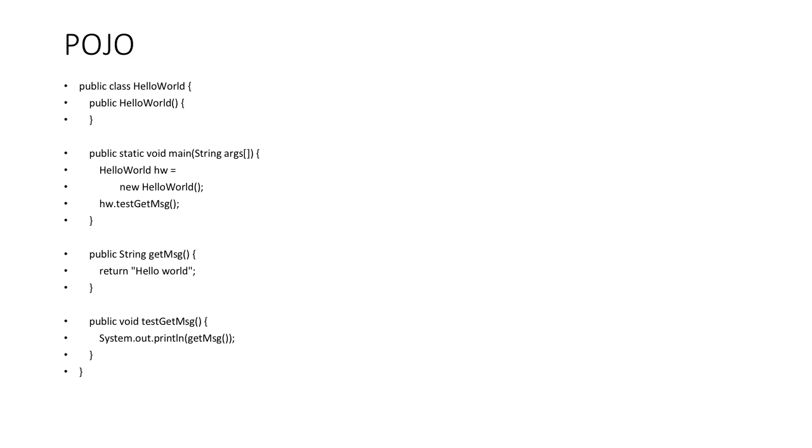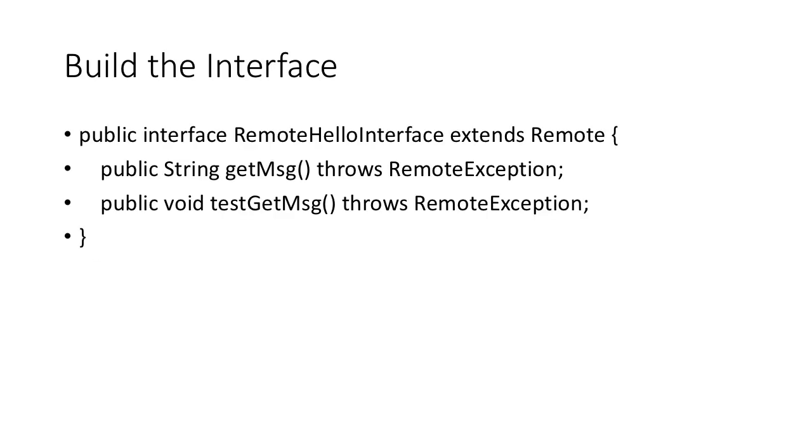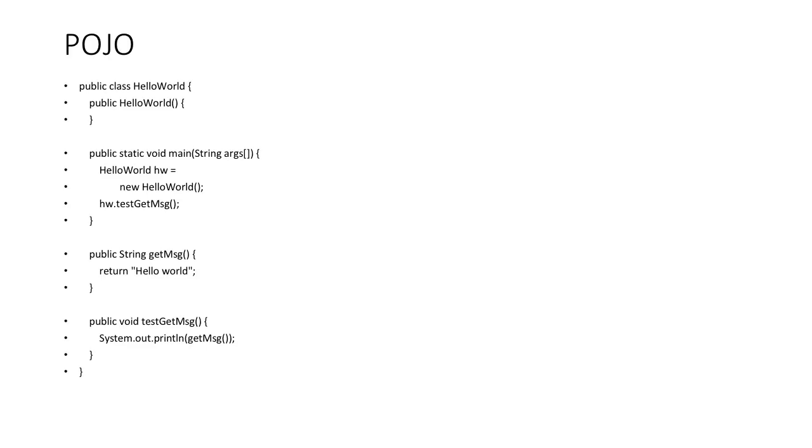So let's start with a plain old Java object, a POJO. Here's a hello world object, which simply gets a message, and the message is hello world, and you can even have a little test in here which prints it. The interface involves the remote hello interface, which extends remote. It has to have get message and test get message, both methods which are present in the POJO.